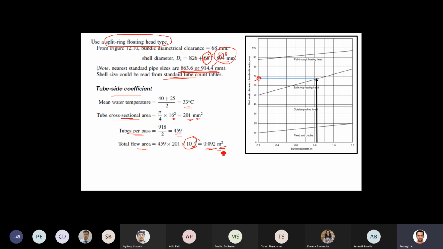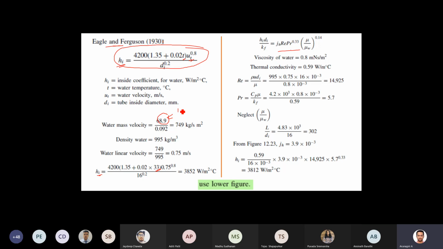So you can calculate the mass velocity. That is divided by the flow area, correct? So kg per meter square second. This is the mass flow rate, kg per second, divided by the flow area in meter square. So you will get the water mass velocity. The density of water at this temperature is 995 kg per meter cube. So water linear velocity is water mass velocity divided by density, 0.75 meters per second. Substitute here because this velocity should be in meters per second. Temperature in degrees centigrade is not converted into Kelvin; that matters here. If you use Kelvin, then the value will be different.